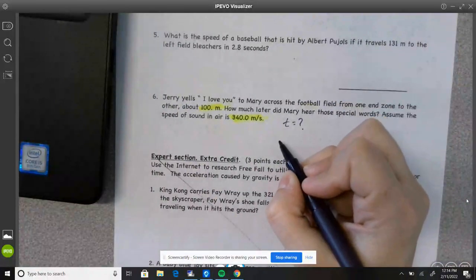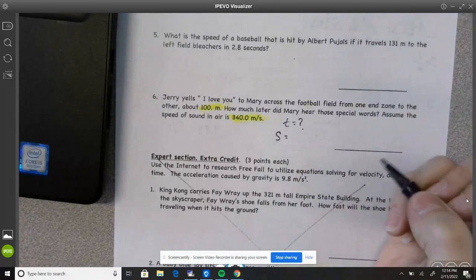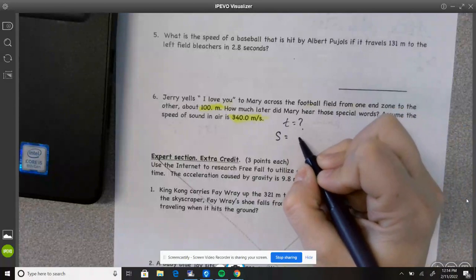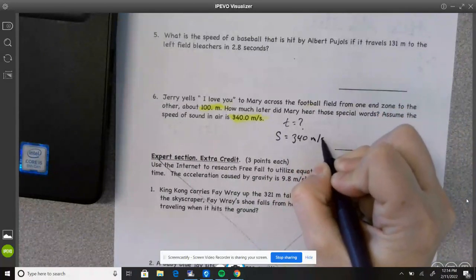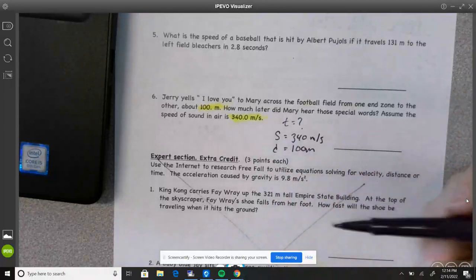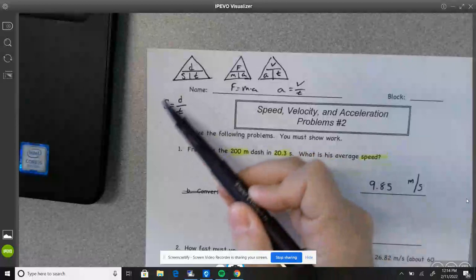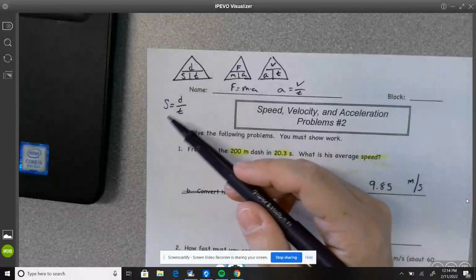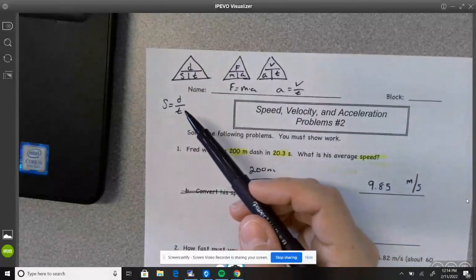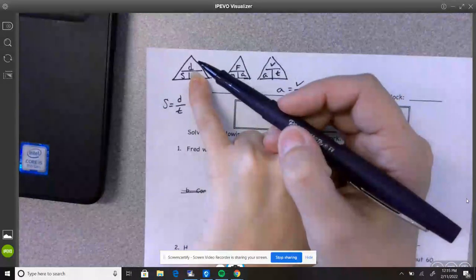They know that the speed at which something can travel through air is going to be equal to 340, and the distance is 100 meters. So again, choosing the equation that has these three variables, you would again find this first equation. So our equation is speed equals distance over time. We're looking for time though, so we know that time is going to be distance divided by speed.